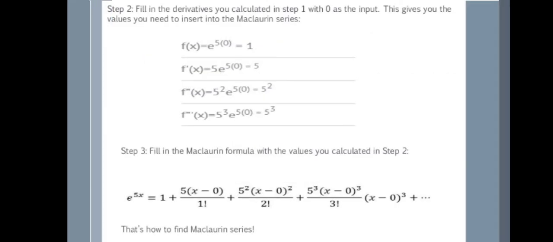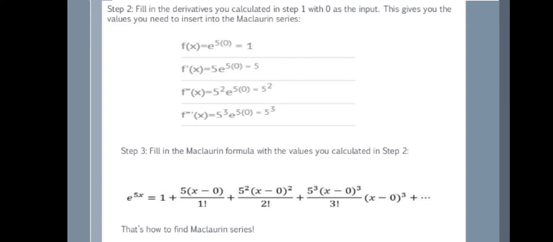Step 2. Fill in the derivatives you calculated in step 1 with 0 as the input. This gives you the values you need to insert in the Maclaurin series. f of 0 equals e power 5 into 0 equals 1. f dash of 0 equals 5 into e power 5 into 0 equals 5. And so on.